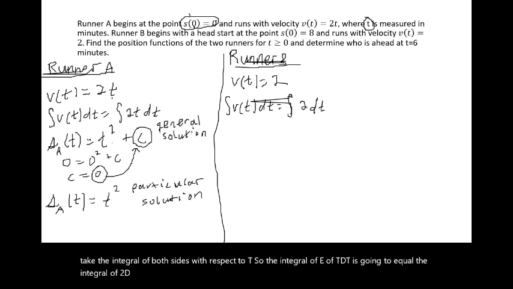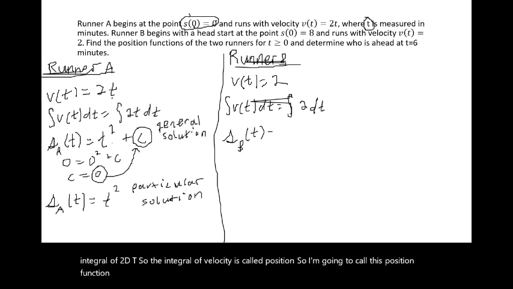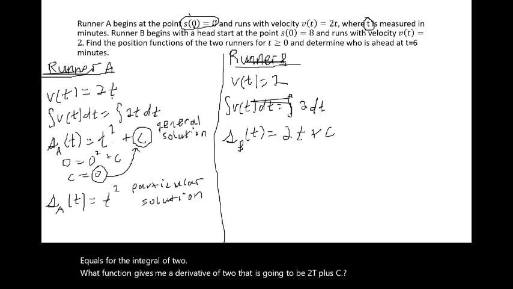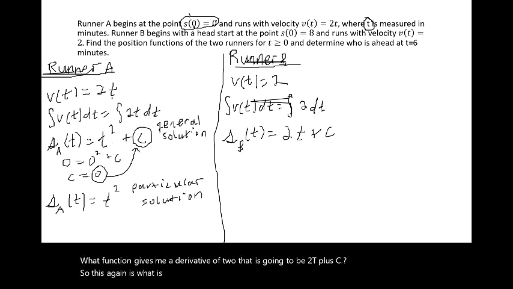So the integral of velocity is called position, so I'm going to call this position function s_B of t, equals, for the integral of 2, what function gives me a derivative of 2? That is going to be 2t plus c. So this, again, is what is called the general solution for runner B.